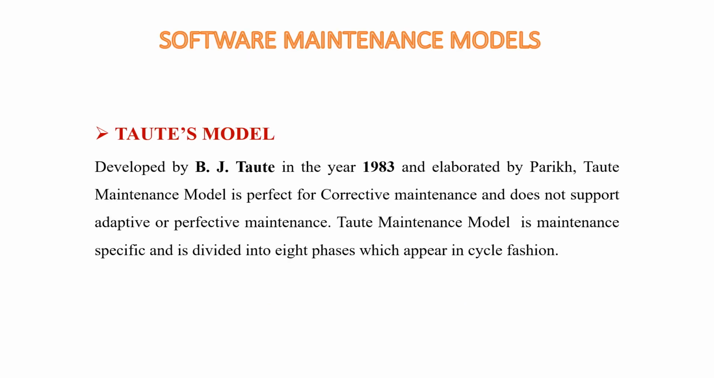The next is Todd's model. It was developed by B.J. Todd in the year 1983, and later on it was elaborated by Parekh. Todd's maintenance model is perfect for corrective maintenance, and it does not really support adaptive and perfective maintenance. So it will generally be used for corrective maintenance. Todd's maintenance model is maintenance specific, and it is divided into 8 phases which appear in a cycle fashion.